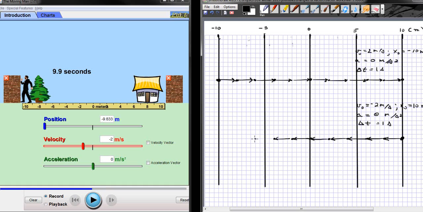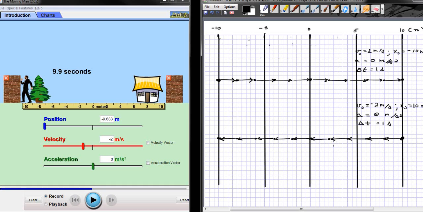So if you look at these two motion diagrams here, let me just finish this one up here. His speed in both of these situations is the same. Speed is the absolute value of the velocity. But in the upper case, he's going at plus 2 meters per second. And in the bottom, he's going at minus 2 meters per second.